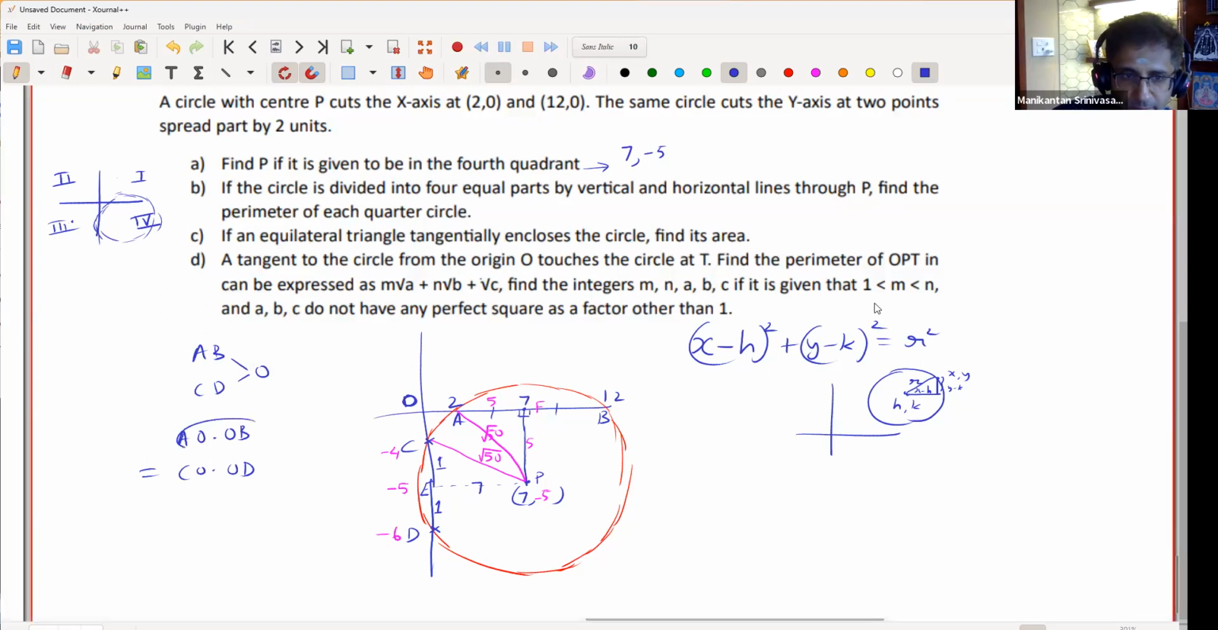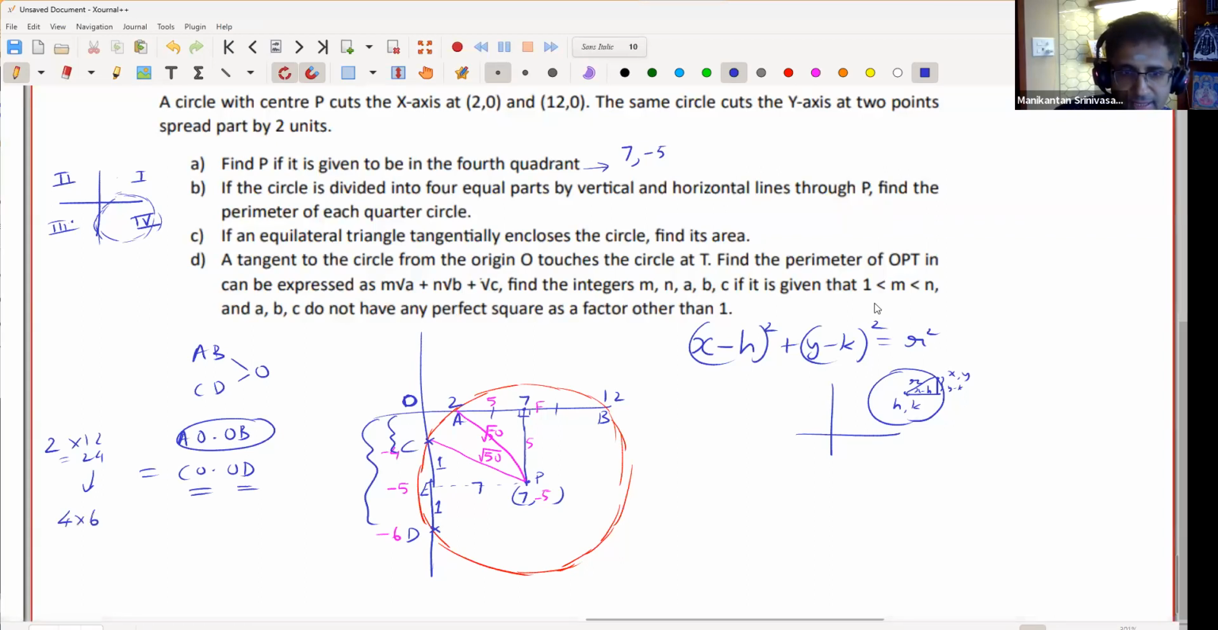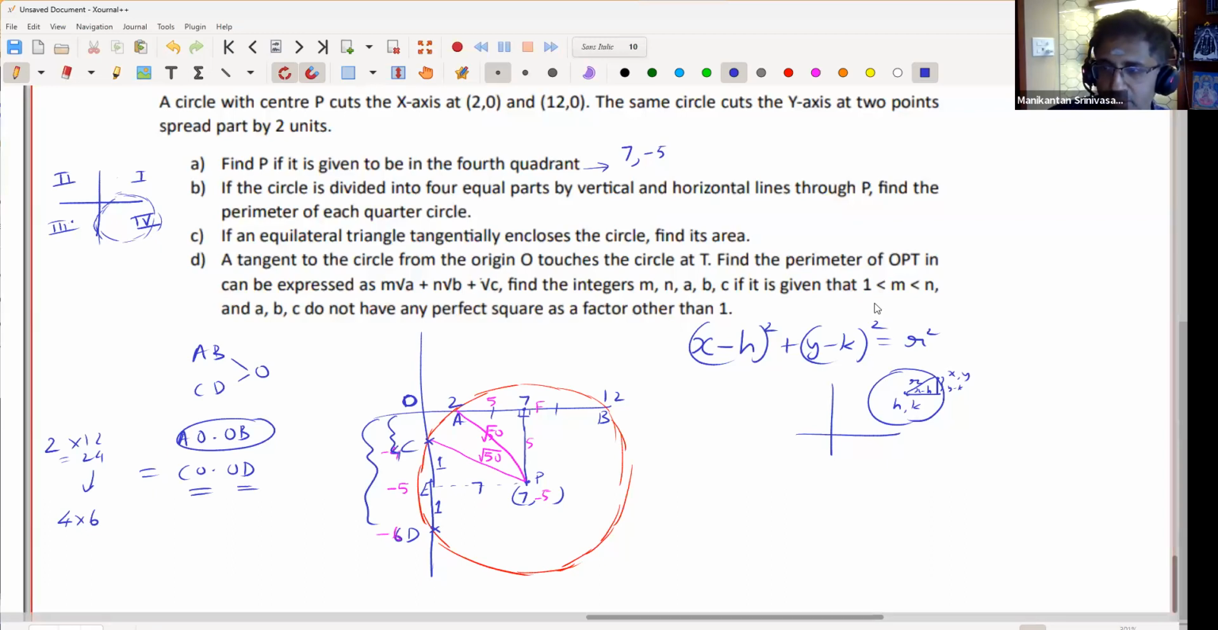This theorem. So AO times OB is what? 2 into 12, which is 24. And CO and OD are 2 lengths which are apart by 2 units, right? CD is 2 more than CO. So we need to find 2 numbers whose product is 24 and are separated by 2 units. So it's 4, 6. That's how you get -4 and -6 very quickly also. Does it make sense, Apurva? Another short way. Okay, good. So that answers the A part.